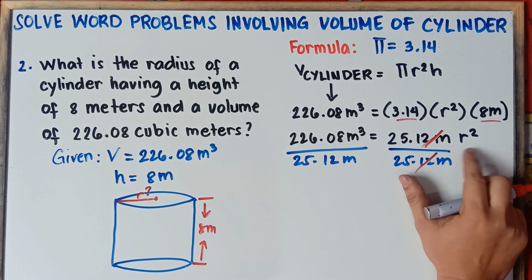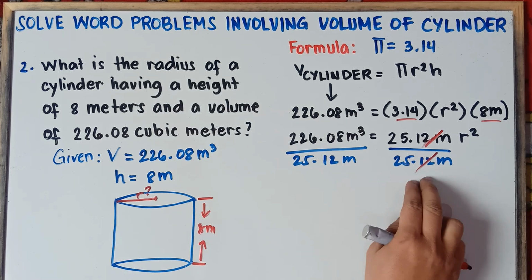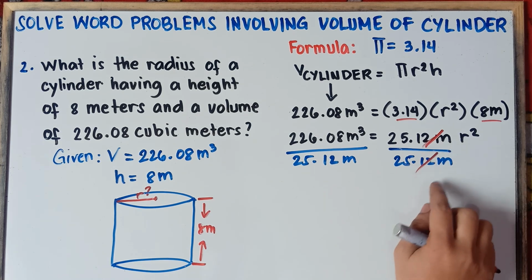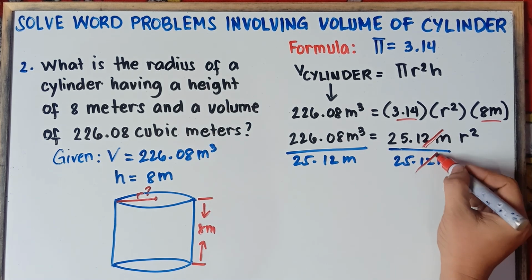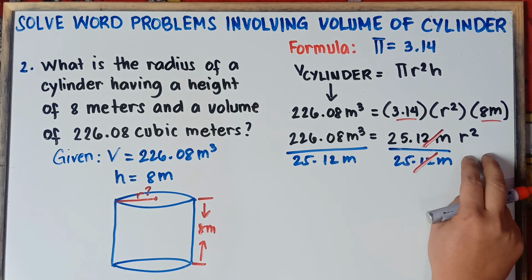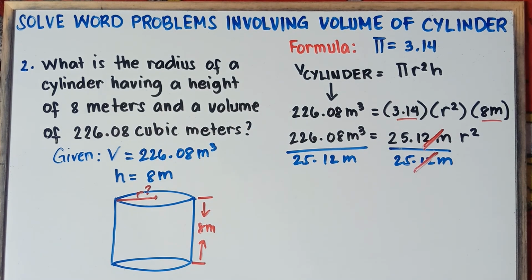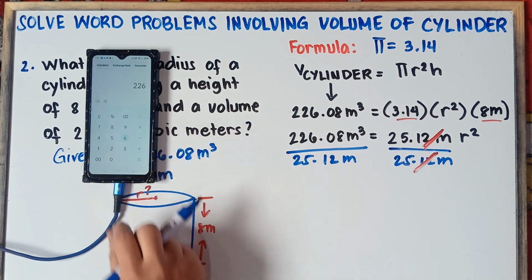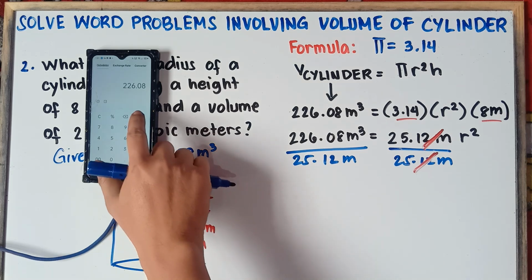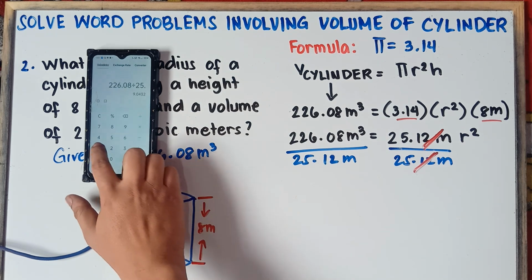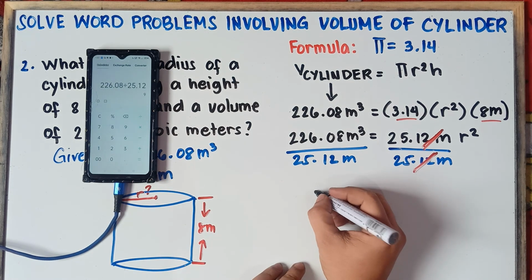Once again class, why do we need to divide both sides by 25.12? So that we can cancel this out, and the remaining expression will be only r squared. And then simply divide this one. 226.08 divided by 25.12, and the answer is 9.